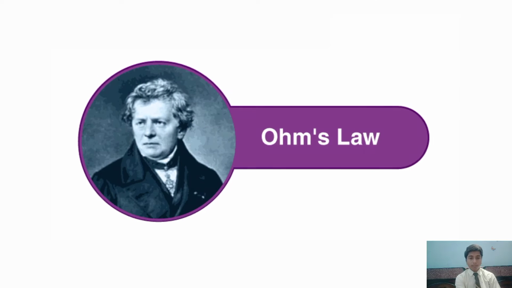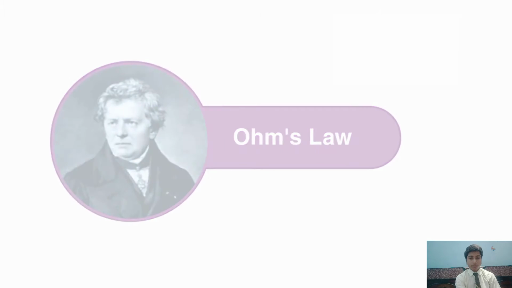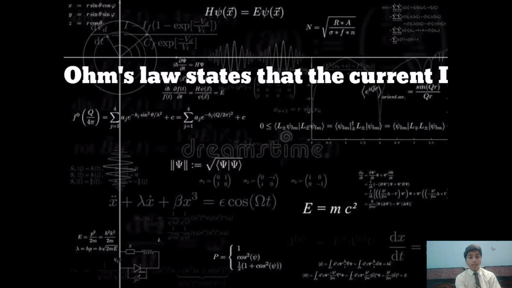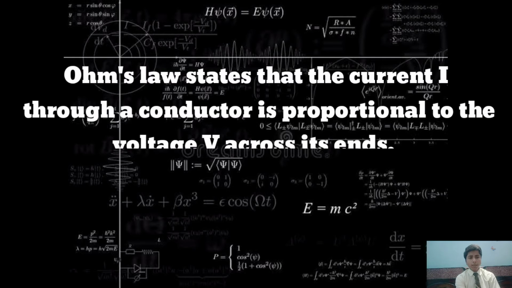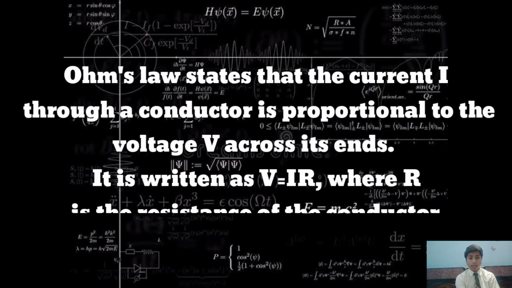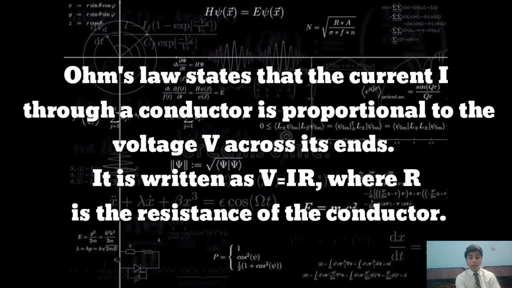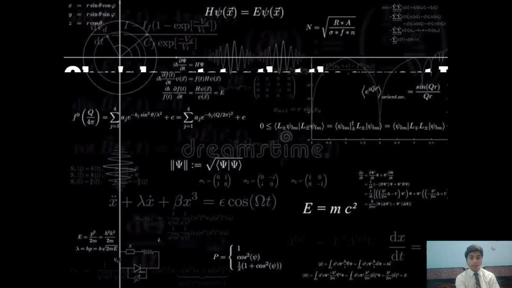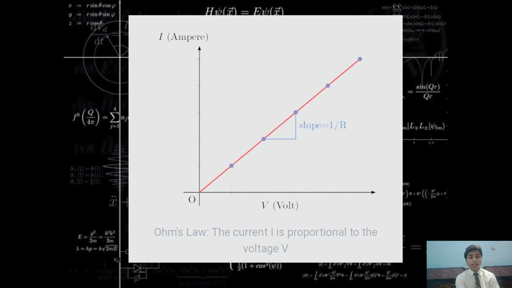Ohm's law. Ohm's law states that the current I through a conductor is proportional to the voltage V across its ends. It is written as V equal to I R, where R is the resistance of the conductor. And here we can also see the graph of the current I is proportional to the voltage V, which is Ohm's law.